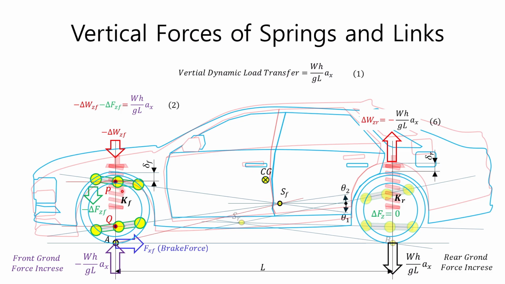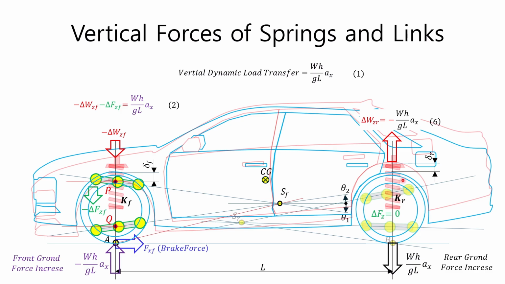Since no braking force acts on the rear suspension, the amount of vertical dynamic load transfer through the rear suspension links is 0. Therefore, the amount of vertical dynamic load transfer by the rear suspension can be expressed as equation 6 using the force that tensions the spring, delta WZR. Since the acceleration AX has a negative value, the vertical dynamic load acting on the rear spring, delta WZR, has a positive value and acts vertically upward to tension the rear spring.